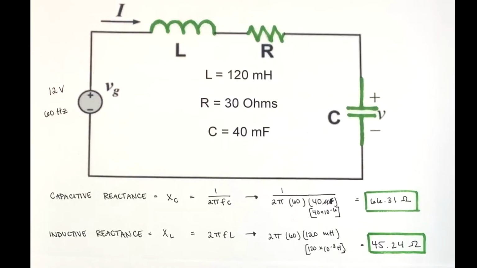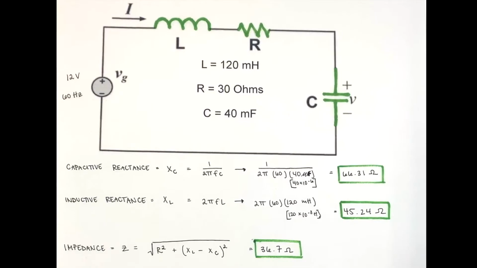After that, we're going to go to inductive reactance, which is XL, and the formula for that is 2 pi FL. So that's going to be 2 pi times that frequency of 60 hertz times 120 millihenries. We're just going to convert that real quick, and that should come out to 45.24 ohms. Next, we're going to find impedance, which is represented by Z, and we know that impedance is pretty much any obstruction or opposition to the electric current that we already have here in our circuit. That's going to be found by finding the square root of R squared plus (XL minus XC) squared, and that's going to give us 36.7 ohms.